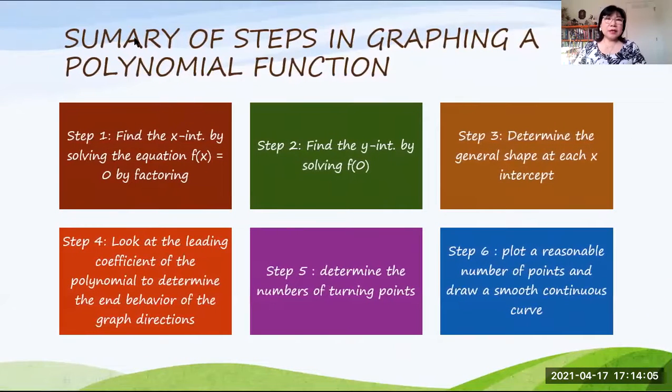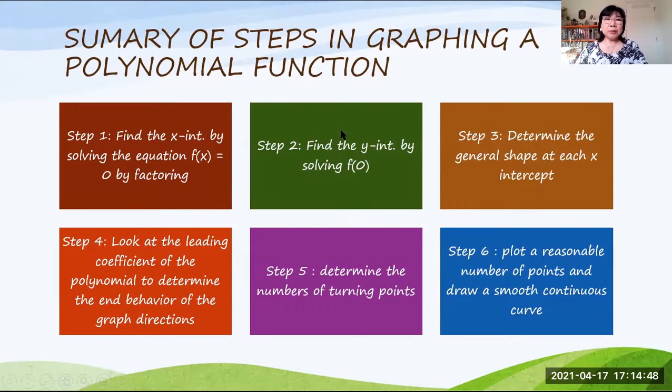So this slide is a summary of steps in drafting a polynomial function. So step 1, you will find the x-intercept by solving the equation f of x equals 0 and by factoring it. These are the lessons about long division and synthetic division. We went through that in my previous video already. So if you want to know about this topic, please go back on my YouTube channel and seek the previous video about polynomial function. Or you can follow me on my math teaching dossier and register to my math course online.